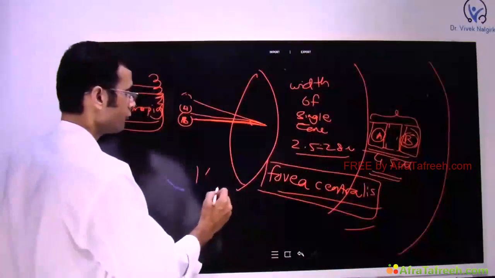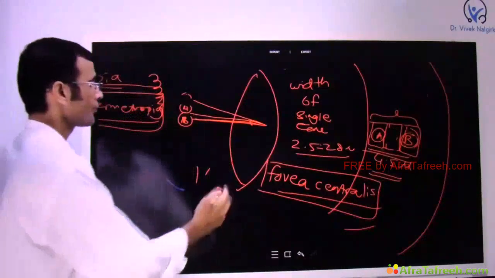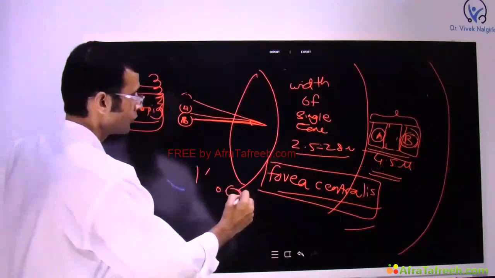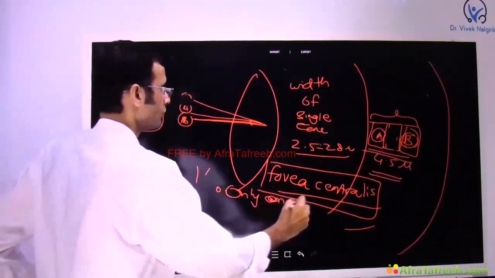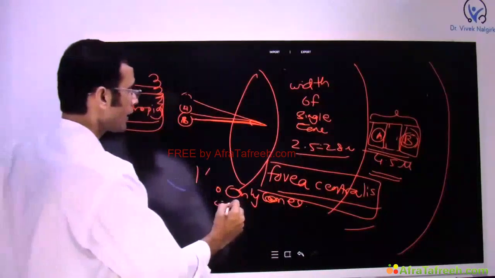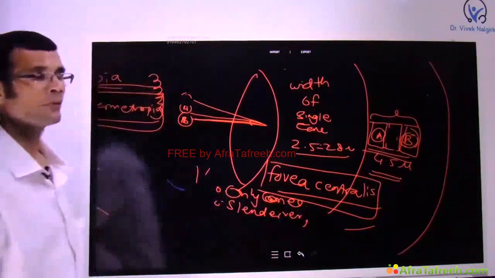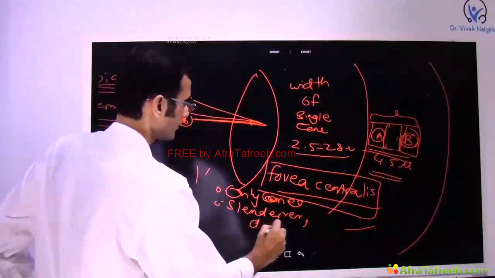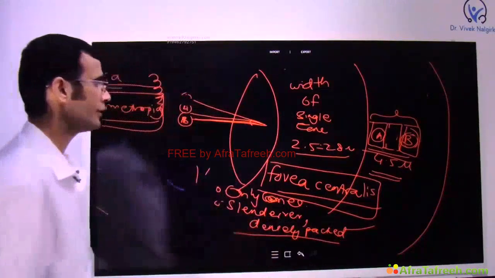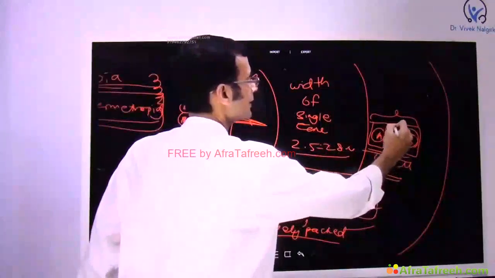Visual acuity is greatest. Why? There are a few reasons to it, so just try to understand the reasons. Fovea centralis has only cones, no rods, first of all. Those cones are slenderer, thinner, and densely packed.